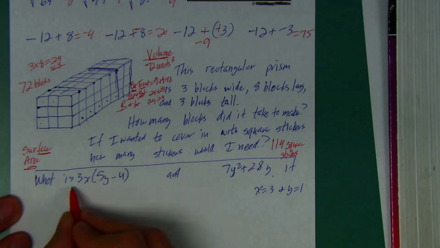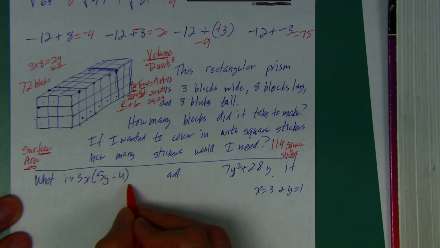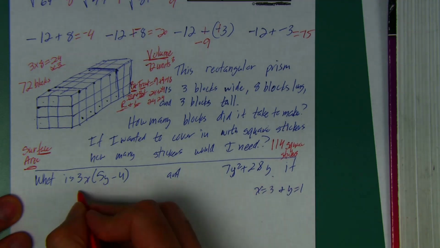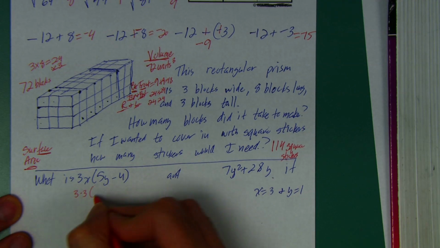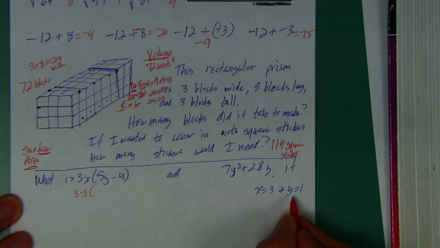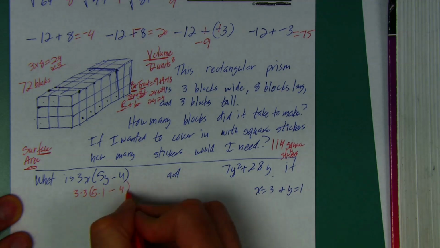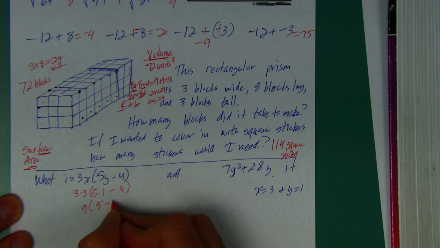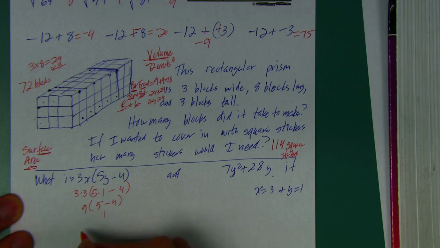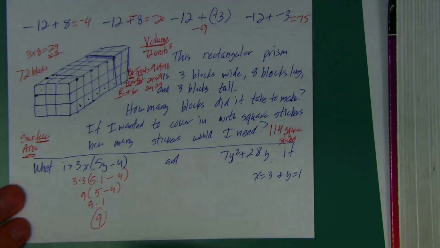On to this one. What is 3x times 5y minus 4 if x equals 3? So that's not 333, it's 3 times 3. And that's not 551, that's 5 times 1. Okay, so 3 times 3 is 9. If I continue on the parentheses, I have 5 times 1 is 5, minus 4 is 1. What is 9 times 1? That's not that hard, is it?